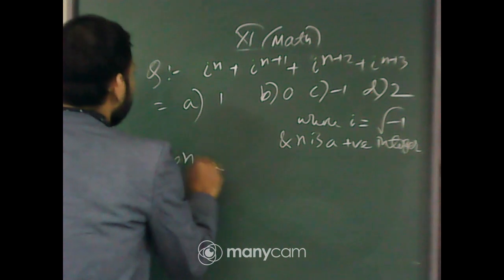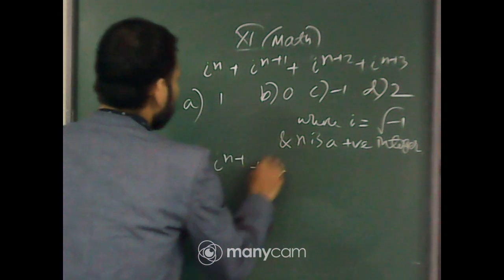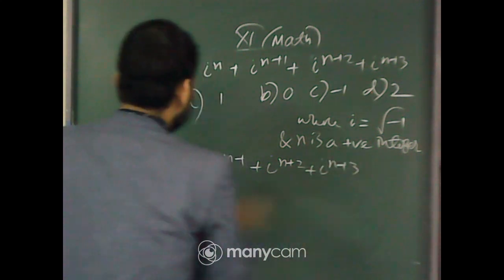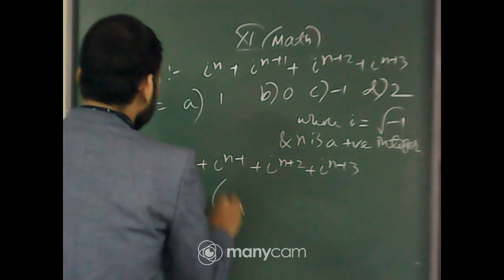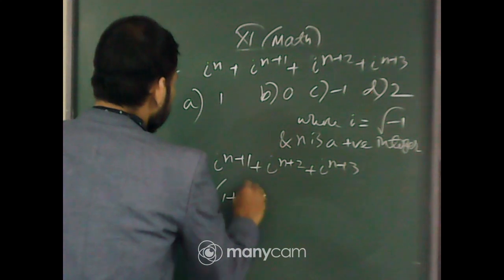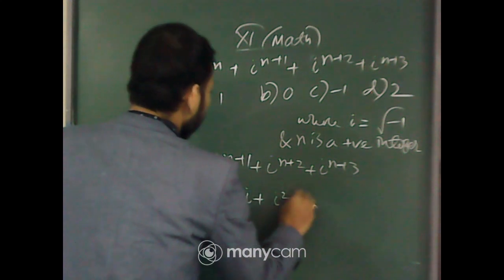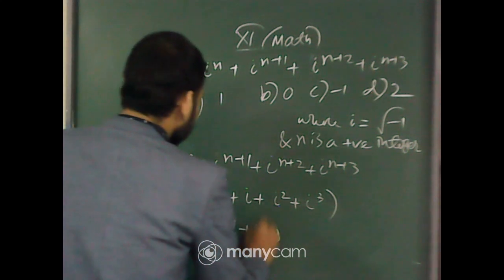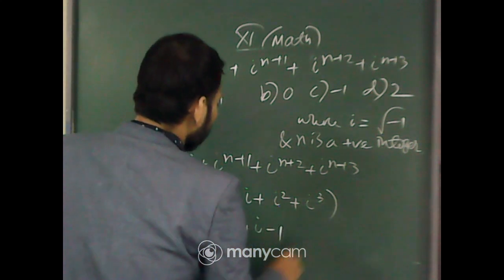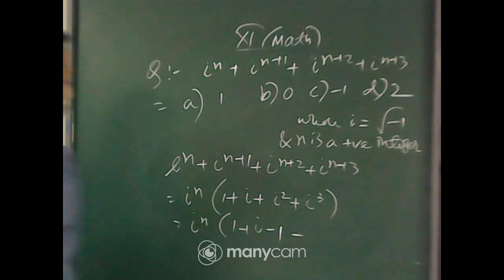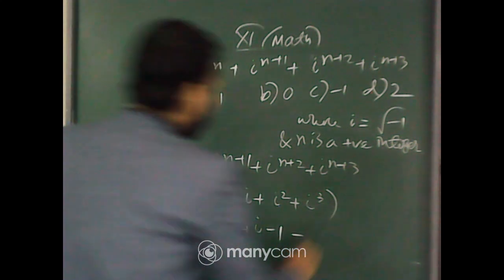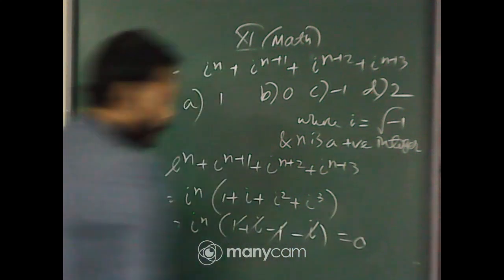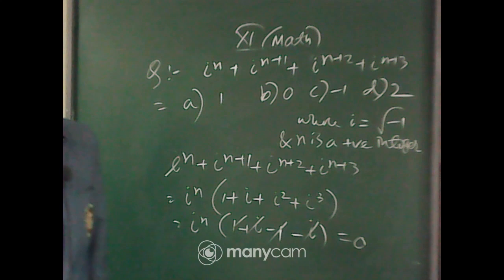i^n + i^(n+1) + i^(n+2) + i^(n+3). Taking i^n common, it will be 1 + i² + i³. So i^n into (1 + i², which means minus 1, and i³ means i² into i, so minus i). So this will cancel, and it will give you 0 into i^n. So the answer is option B.